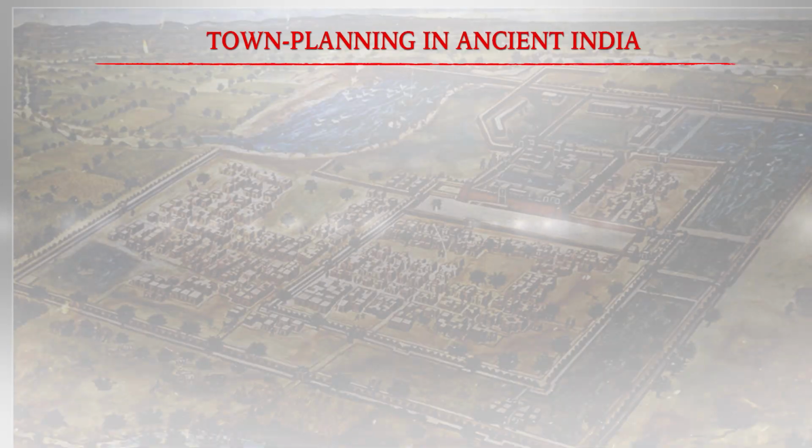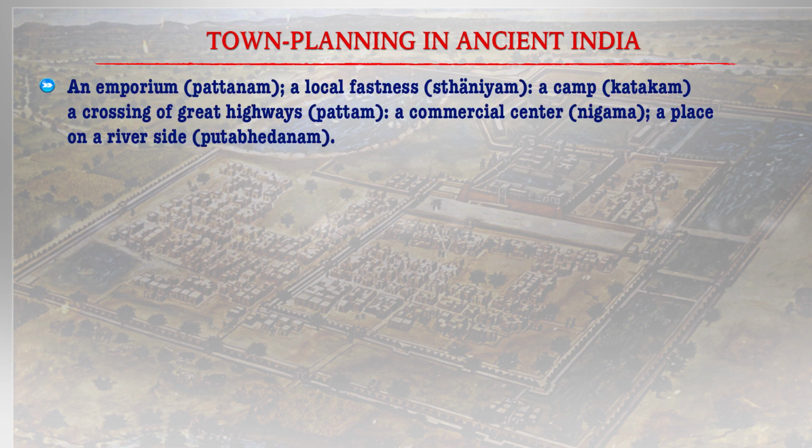Town planning in ancient India has been remarkably significant. An emporium called Pattanam, a local fastness Sthaniyam, a camp called Katakam, a crossing of a great highway Pattanam, a commercial center called Nigama, a place on a riverside Putabhedanam Nagaram.